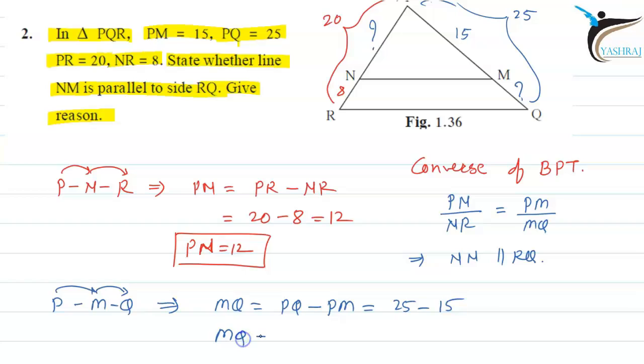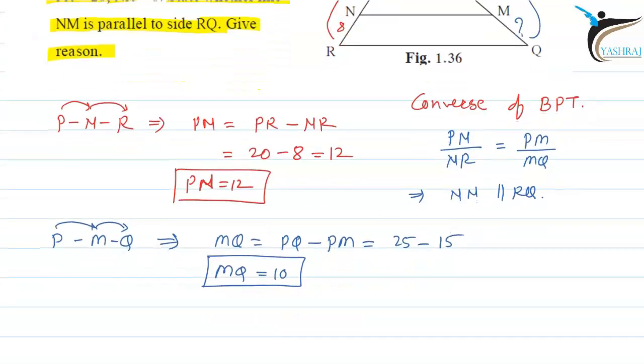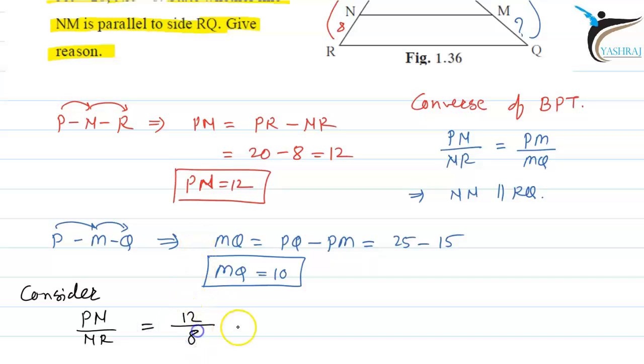25 minus 15, we are getting 10. So MQ equals 10. Now once we have the PN and MQ values, try to evaluate the first ratio. It is of the form PN divided by NR. So what are the values of PN and NR? PN equals 12, NR equals 8.